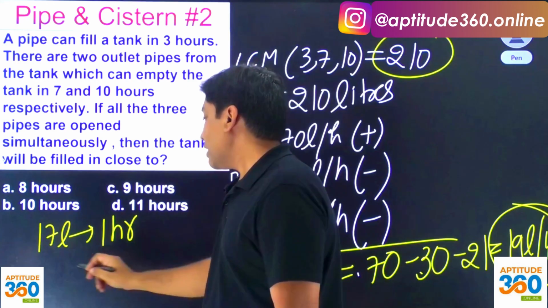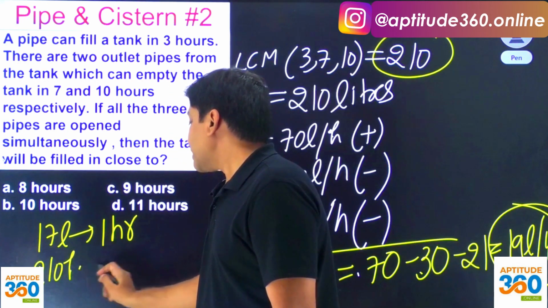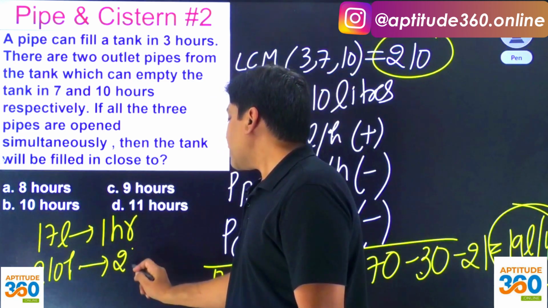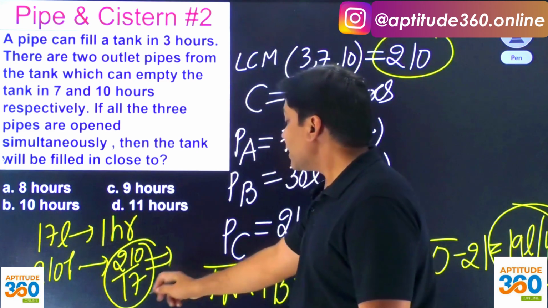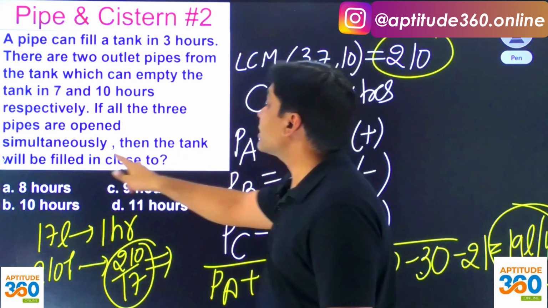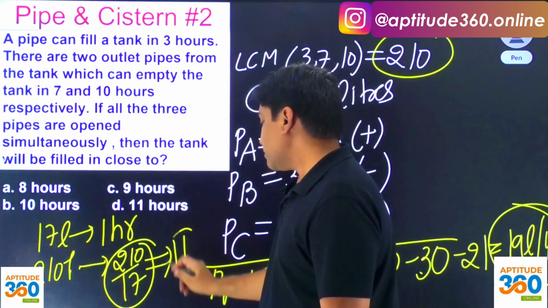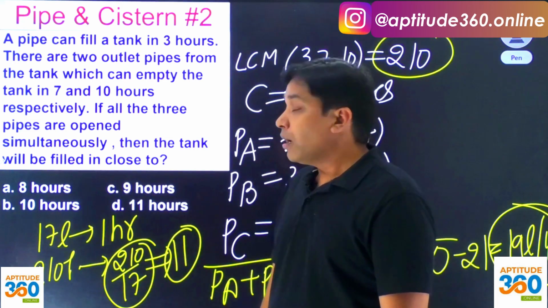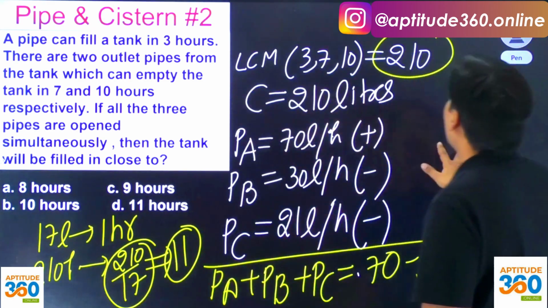और आपने volume लिया कितना? 210. So if 19 liters is coming in 1 hour, then 210 liters कितनी देर में? 210 liters के लिए क्या हो जाएगा? 210 upon 19. आप इसको सिंप्लीफाई करो. अब आपसे पूछा क्या जा रहा है? Then the tank will be filled in close to, it is going to be 11. यही है ना? सिंपल प्रॉब्लम गया, काम हो गया आपका.